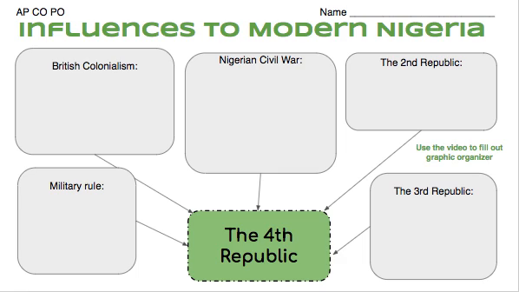That's their current government. You can use this video, or you can use pages 612 through 619 in O'Neill to help you fill out the graphic organizer. You will need to turn that in on Canvas to show evidence of doing this assignment.